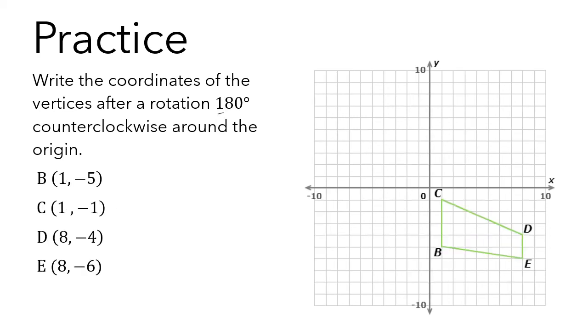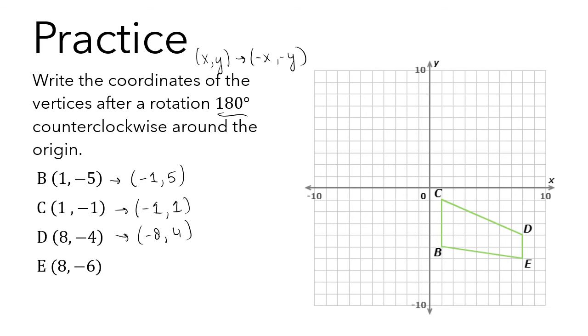Lastly, we'll do a 180-degree rotation. And in this case, they don't flip, they only change signs. So this will become negative 1, positive 5, negative 1, positive 1, negative 8, positive 4, and negative 8, positive 6.